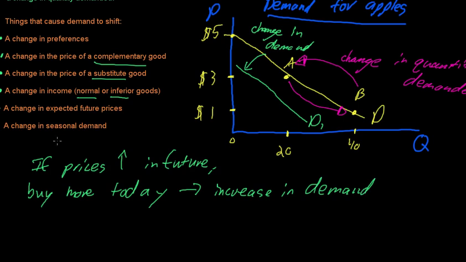And then flip-flop this. If prices are going down in the future, if you think things will be cheaper later, you'll wait to buy them, so you'll buy less today. And that will be a decrease in demand.